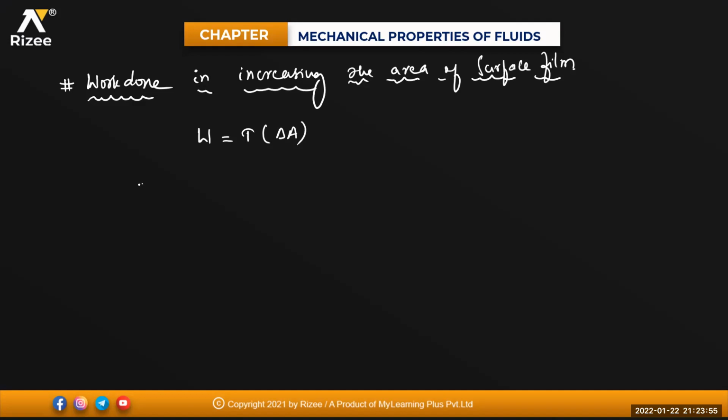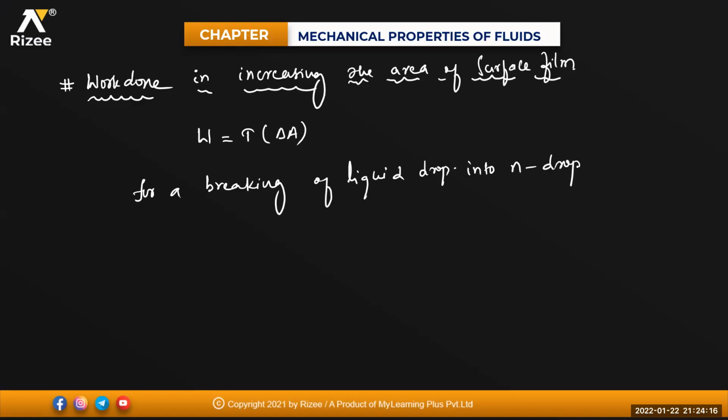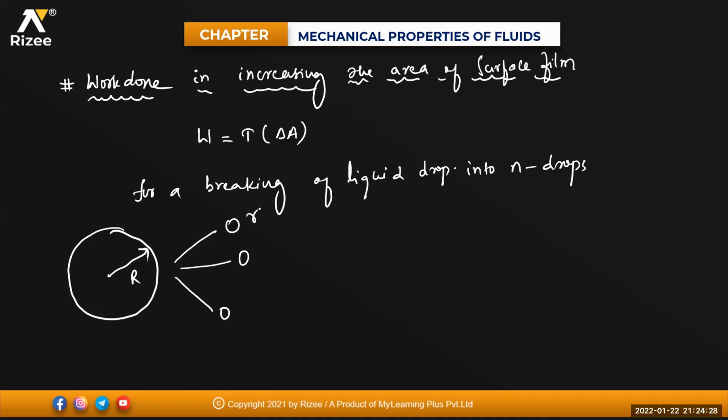For the breaking of a liquid drop into n number of droplets, I'm drawing the diagram. This is one larger drop of radius, say, capital R. It is breaking down into n droplets like this. The radius of these is smaller, isn't it?